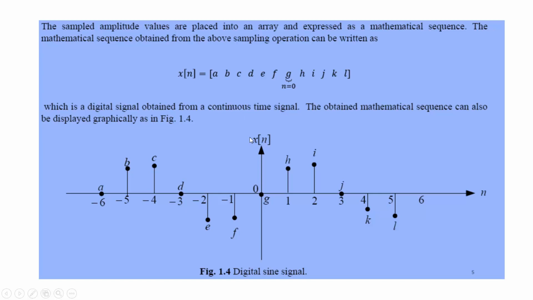If you plot the discrete sequence in this graph, x[n] is the discrete sequence and n is an integer value. So this is 0, 1, 2, 3 up to 6, and minus 1, minus 2 on the negative axis. These are the sample values. So this is the representation of the digital signal obtained from sampling the sine signal.